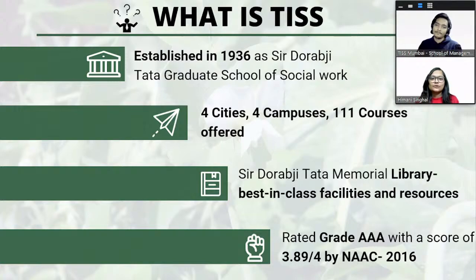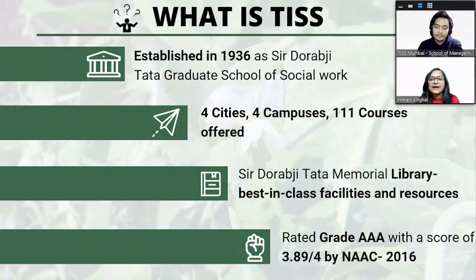Thanks, Utkarsh. So I'll be taking you all to the most basic and the most important question: what is TISS? The Tata Institute of Social Sciences was established in the year 1936 by Sir Dorabji Tata himself as a graduate school of social work. Over the years, TISS evolved and it is now spread across four cities, namely Mumbai, Guwahati, Tuljapur, and Hyderabad. It is offering at present 111 courses.